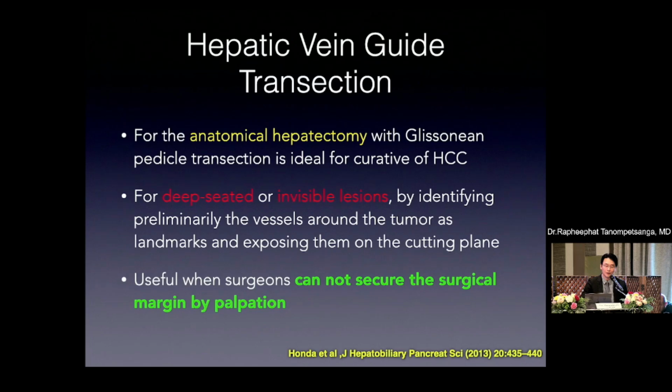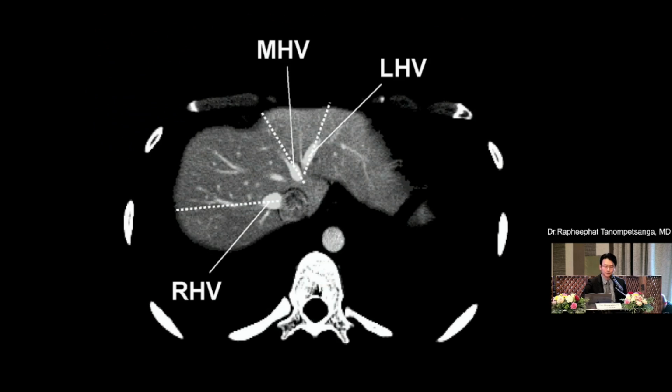For the hepatic vein guided transection, I usually do it for the anatomical hepatectomy, because for the deep seated or invisible lesion, by identifying the vein you allow the tumor as a landmark and expose them on the cutting plane. It's very useful when the surgeon cannot secure the surgical margin by palpation.